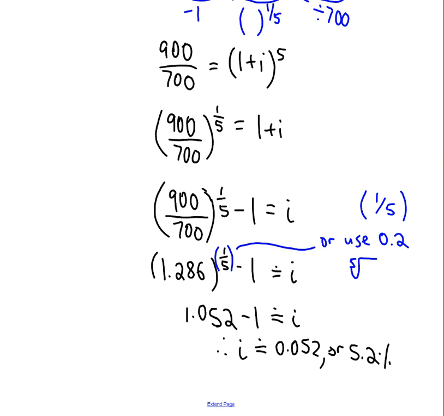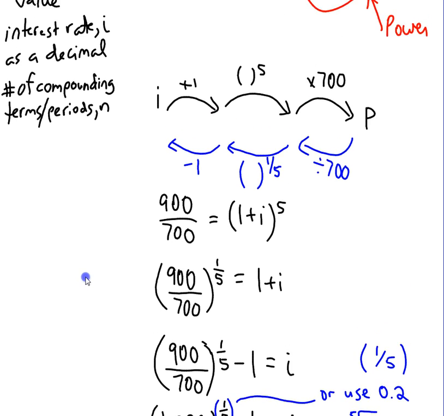Then I evaluated the fifth root of that, and get about 1.052. Take away 1 from that, and we're getting the decimal form of the interest rate, which as a percentage we multiply by 100 just to show how that's happening. Okay, so about 5.2% interest would produce a $200 increase in the investment over a 5-year period.